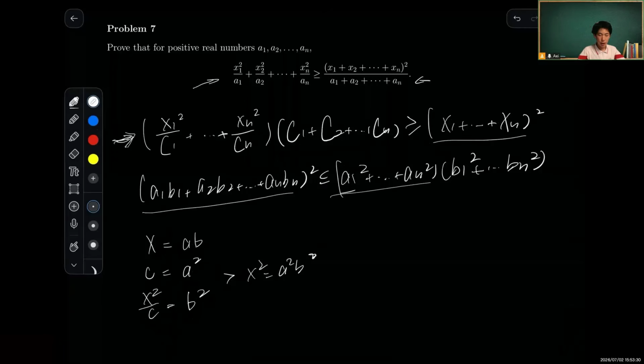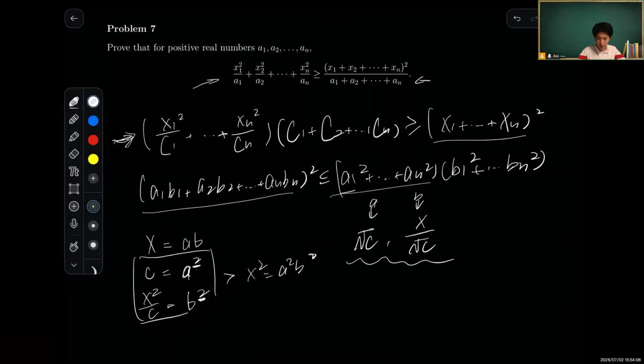Then what exactly are we applying? That means we are applying Cauchy to square root of c and x over square root of c, because essentially we are trying to remove the square root mark here. So a corresponds to square root of c, b corresponds to x over square root of c, and under this scenario, we can plug this into the Cauchy inequality, and it is proved. In fact, the statement, written as the Engel form or Titu's lemma, is true. And that concludes today's lesson.